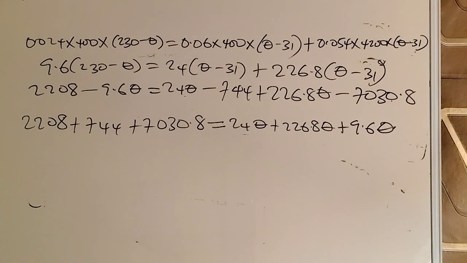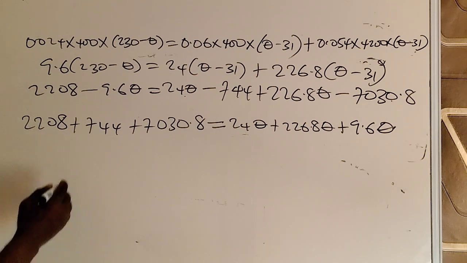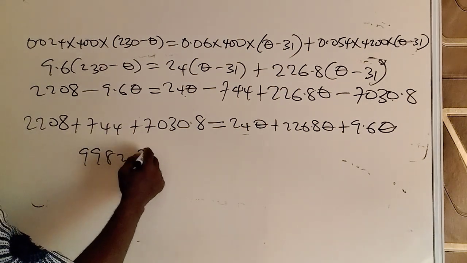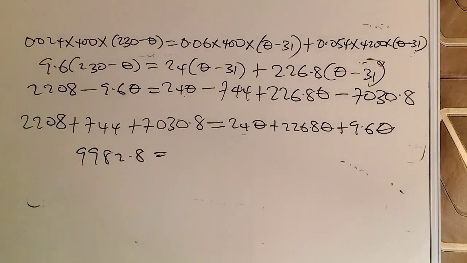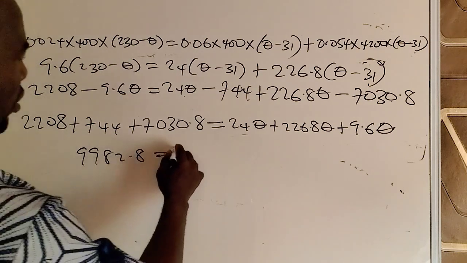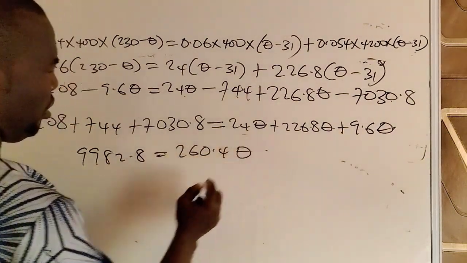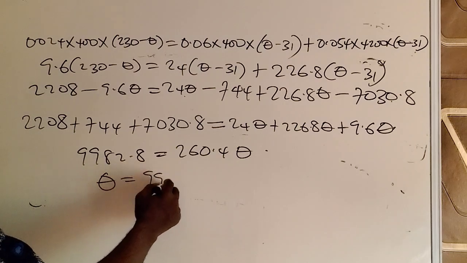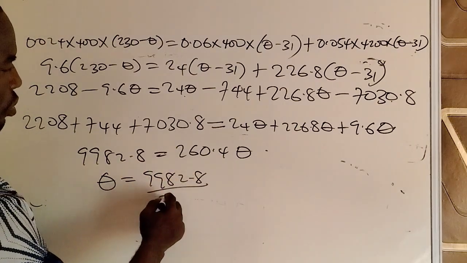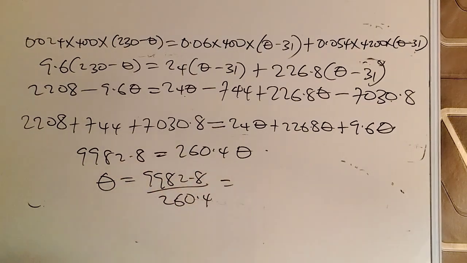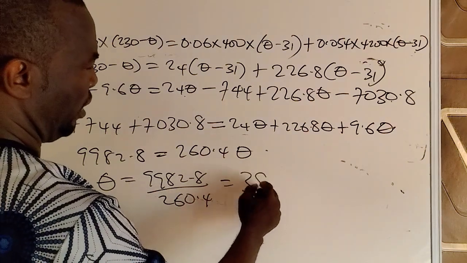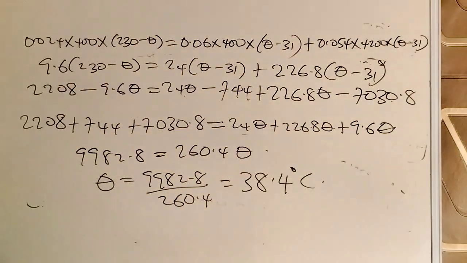We'll now have 9982.8. That's what we have after adding all this. Then we'll add the right hand side, we have 260.4 theta. So theta now becomes 9982.8 all over 260.4, and that gives us 38.4 degrees Celsius as our final temperature of the mixture. So you see how it's done when you have a three-component system.